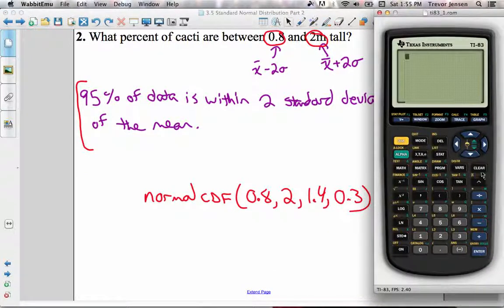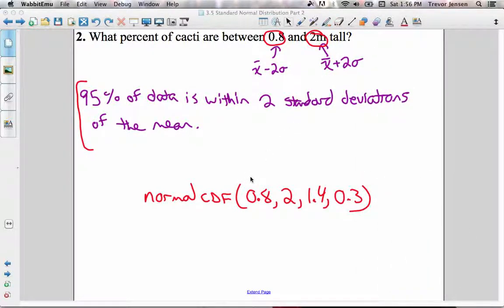Just clear this here. So you would do second vars, go down to normal CDF, type in your left boundary, comma, the right boundary, comma, the mean of the data set, comma, the standard deviation of the data set, close your bracket, hit enter, and the calculator will tell us that 95.44% of the data in a data set that has a mean of 1.4, standard deviation of 0.3 would be between 0.8 and 2. And keep in mind, the calculator actually has a more accurate answer than that original graph.